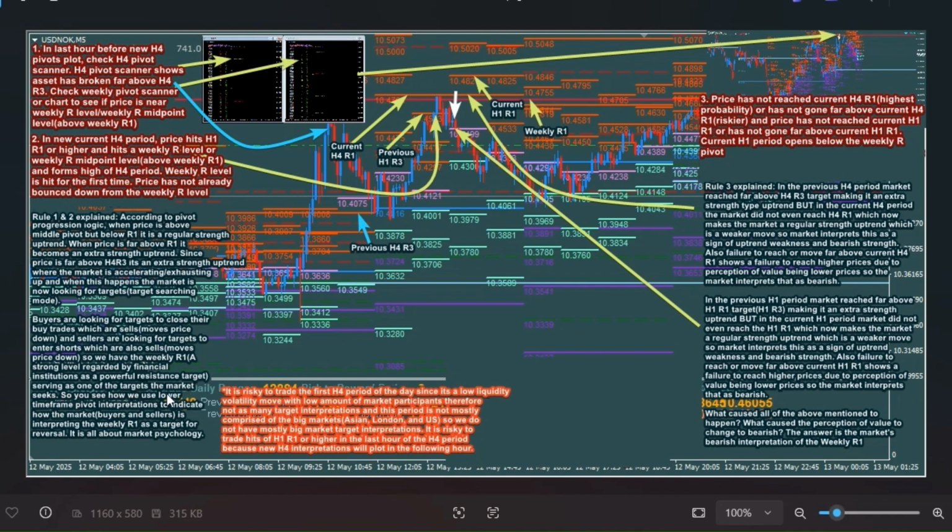So you see how we use lower time frame pivot interpretations to indicate how the market, buyers and sellers, is interpreting the weekly R1 as a target for reversal. It is all about market psychology, okay? So we are using lower time frame pivots, which are the H4 pivots and the H1 pivots, to discern how the market is interpreting the weekly R pivot targets, okay?